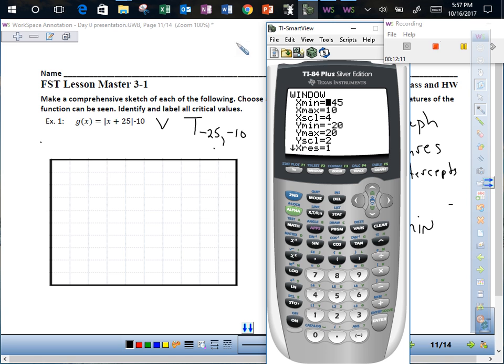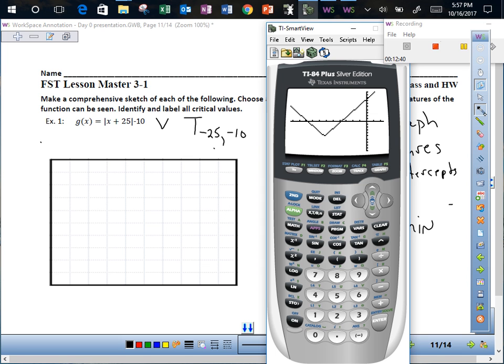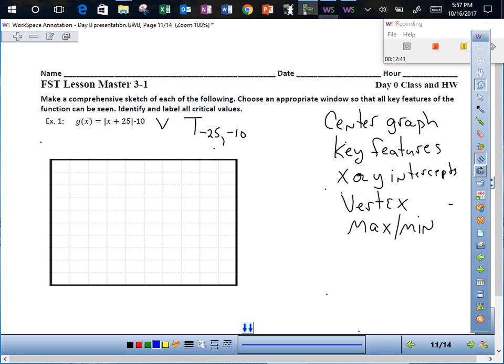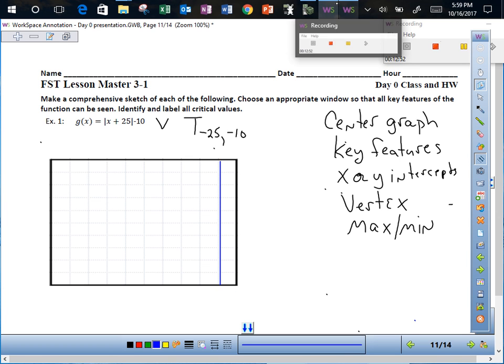Now, let's look at your grid real fast. Notice that I don't need much room over here. So let's decide what I really want to count by. I'm going to put my x-axis way over here. I'm sorry, my y-axis way over here. So let me grab my line tool and let me draw my x-axis right there. Now, I don't know where I'm going to put my y-axis yet.